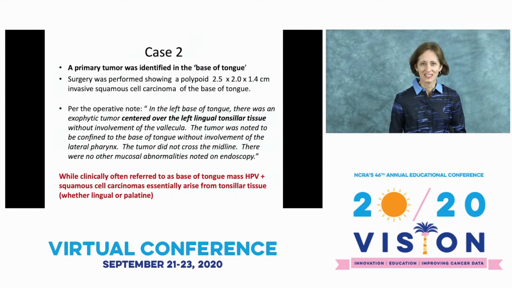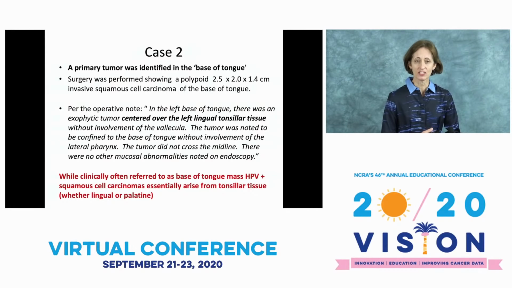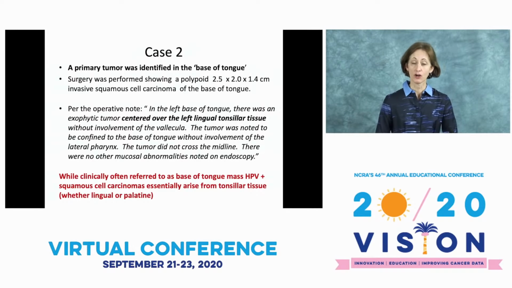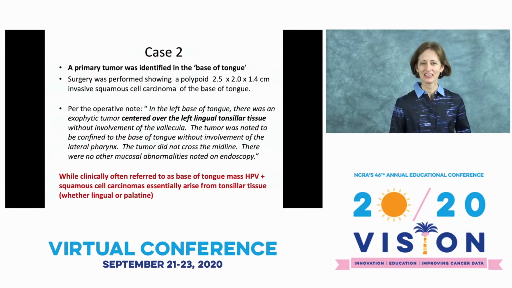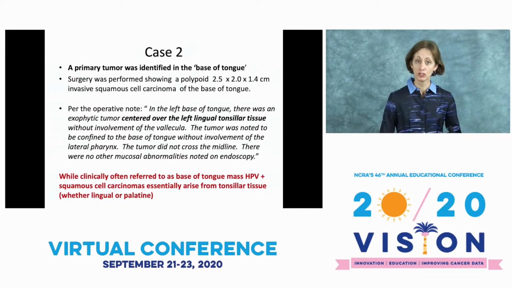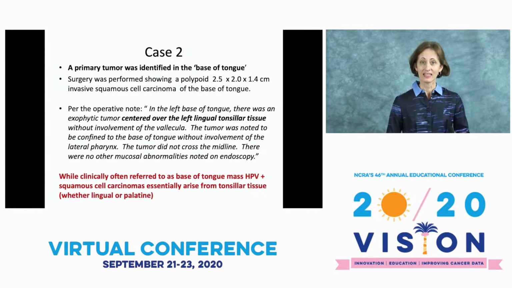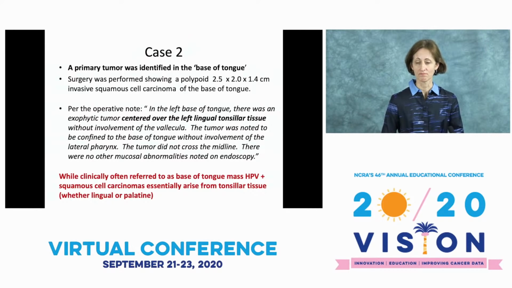So let's get to case 2. In this patient who presented with the neck mass, they did find the primary in the base of tongue. At our institution, we have a surgeon who does a lot of these robotically, and he actually removed the primary tumor. It was described as polypoid, and it was 2.5 by 2 by 1.4 centimeters. By pathology, it was an invasive squamous cell carcinoma of the base of tongue.